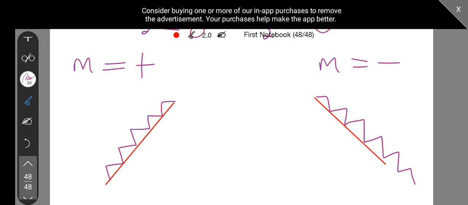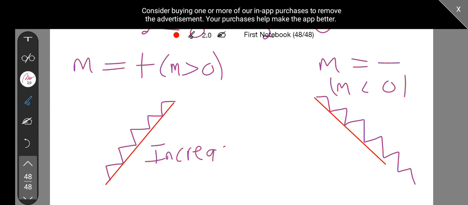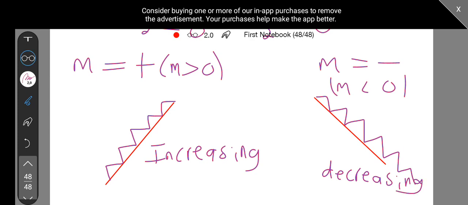Just know that if the gradient is positive, sometimes they say m is greater than 0. It means it is positive. And when m is less than 0, it means it is negative. So if m is positive, it means that the slope is increasing. Sometimes they can use the words increasing slope, and they mean positive gradient. And here they can say decreasing slope. I hope this is clear.